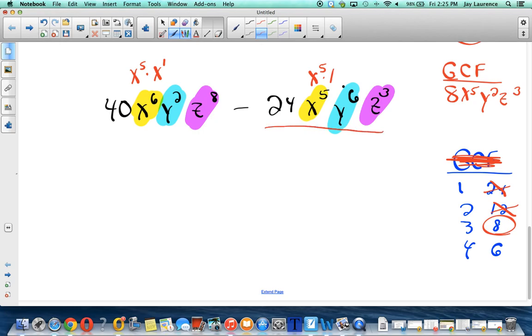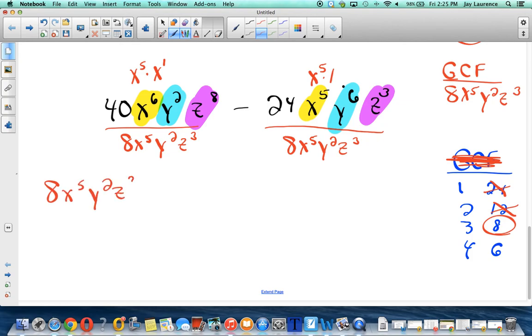So I'm going to divide by 8x to the 5th y squared z cubed. All right, so my GCF goes out front. And then I'm just going to divide. What I get when I divide, that's what will be left inside the quantity.